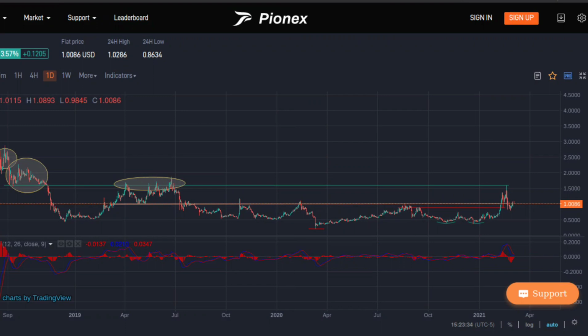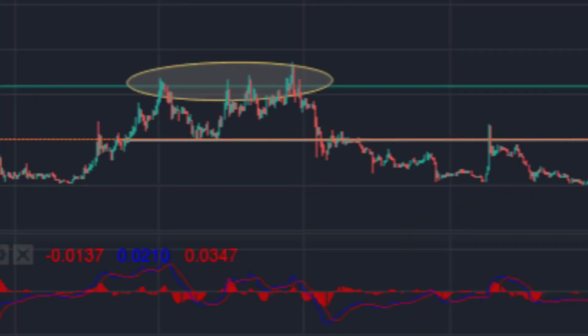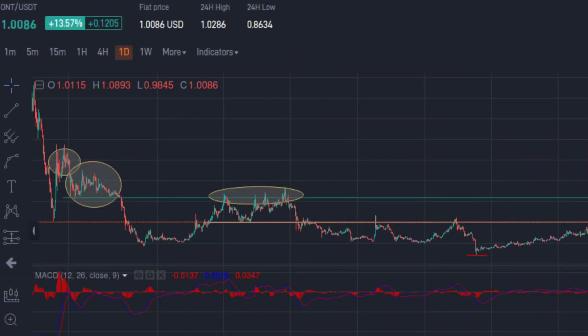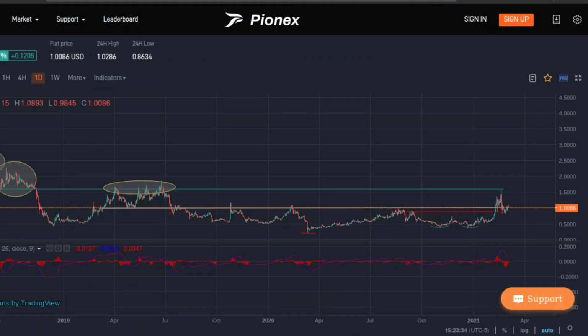All right, and you need to break this oval, this first oval closest to where I'm speaking of. This first oval, let me zoom back in on this oval. This is a price area that you need to break and hold. All right, you have to break all three of these circled areas before you can even have the potential of going parabolic and getting astronomical gains out of Ontology. But nonetheless, on the daily, we can see that you have bullish momentum built on the MACD.